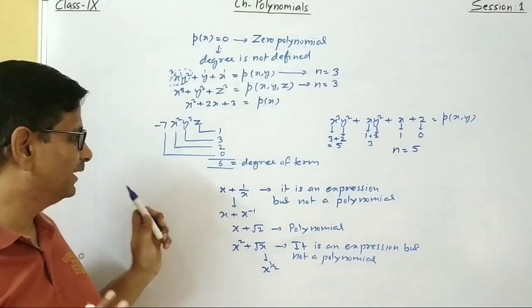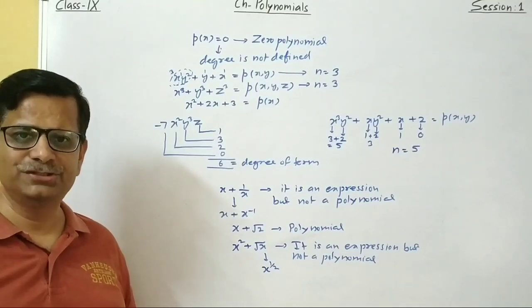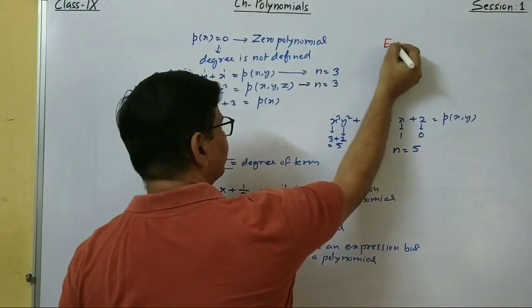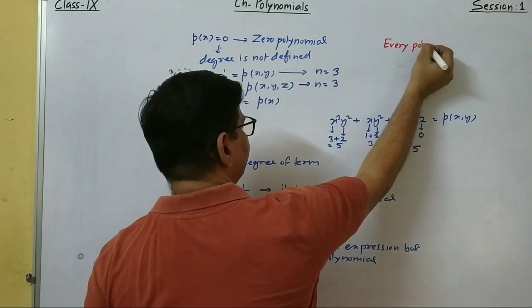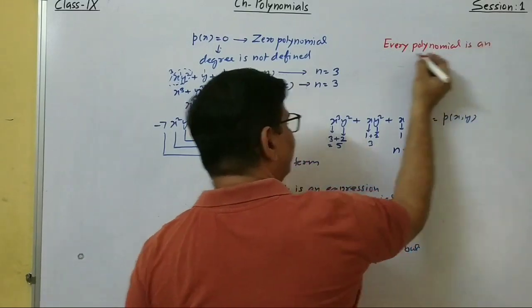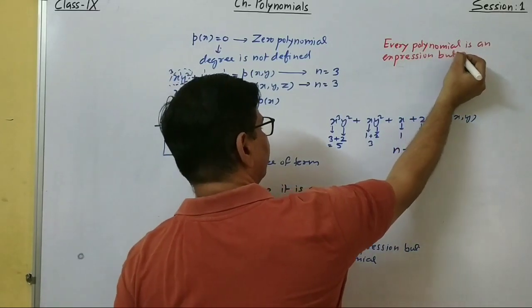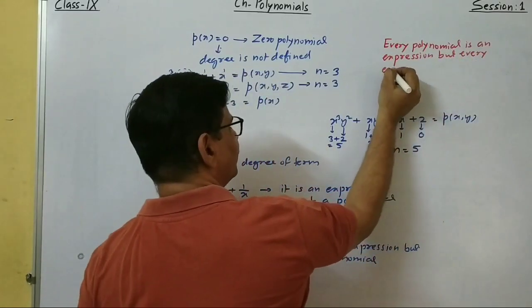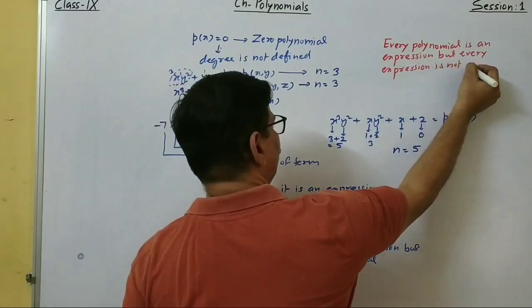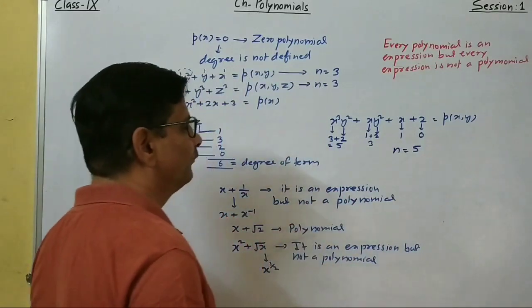So for an expression to become a polynomial, it is necessary that the power of all variables should be a whole number. Whole number means 0, 1, 2, 3, 4, 5, 6. So we can conclude that every polynomial is an expression, but every expression is not a polynomial. Okay?